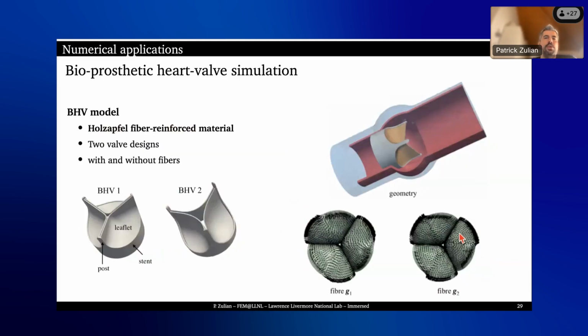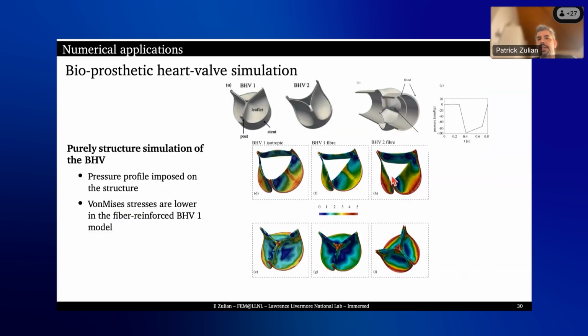So in this direction, we created two different models of the bioprosthetic heart valves. Within these two models, we had an isotropic version of the material, and also some material with fibers, so anisotropic, as you can see here. And we tried to do some simulations and see how the material reacts to a certain forcing.